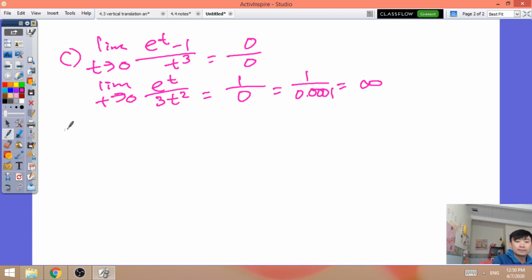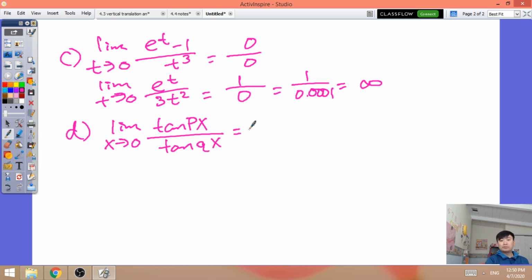So for D, we do have the limit as x approaches 0 of the function of tangent of px over the function of tangent of qx. So again, you try to plug in a number, 0. Tangent of 0 is always 0. So tangent of 0, that's 0. Tangent of another 0, so 0 over 0, indeterminate form.